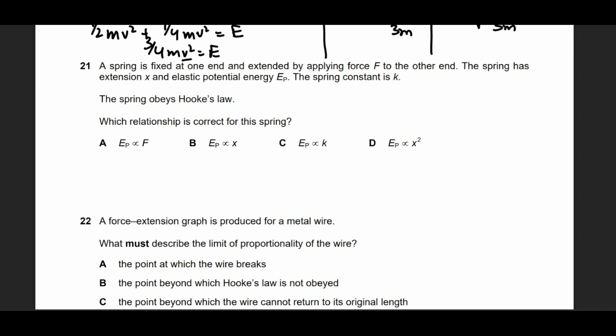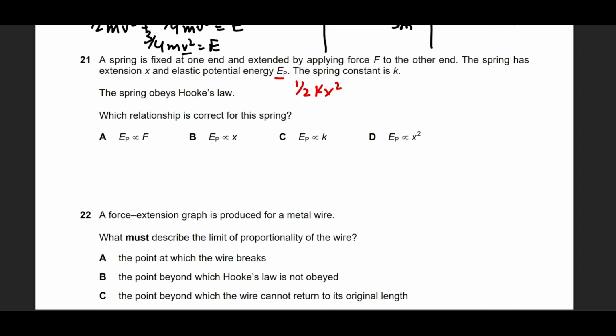Question number 21. He says a spring is at a fixed point, okay, F, and elastic potential energy is half kx squared. Spring constant k. The spring obeys Hooke's law, no problem. Which relationship is correct for the spring? So we can see that elastic potential energy is actually dependent on the square of the extension, right? Now, this could be a relationship as well. This is a plausible answer, but k is a constant. It does not change. So the dependence is actually not with k, but with the changing x, because we apply a force F, and that causes an extension or a change of length. So this should be the plausible answer.